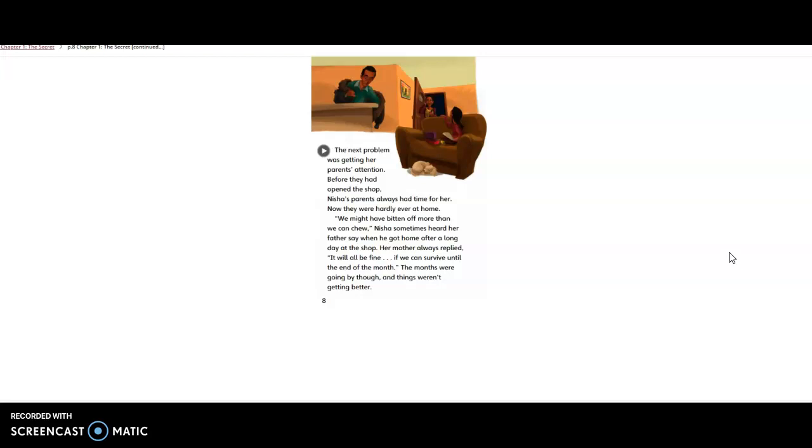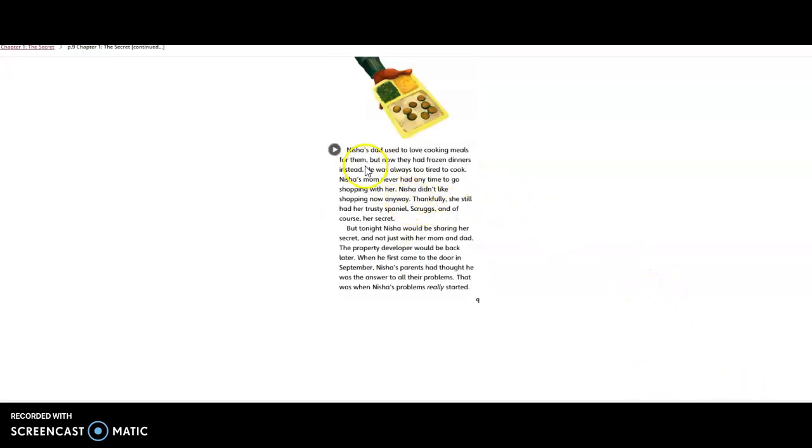We might have bitten off more than we can chew, Nisha sometimes heard her father say when he got home after a long day at the shop. Her mother always replied, "It will all be fine, if we can survive until the end of the month." The months were going by, though, and things weren't getting better. Nisha's dad used to love cooking meals for them, but now they had frozen dinners instead. He was always too tired to cook. Nisha's mom never had any time to go shopping with her. Nisha didn't like shopping now anyway. Thankfully, she still had her trusty spaniel Scruggs, and of course, her secret.